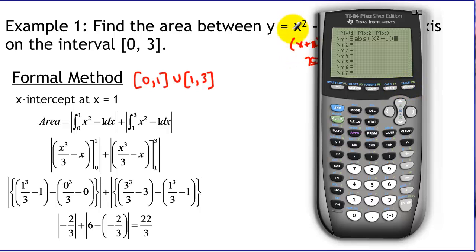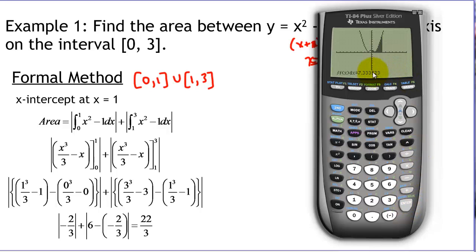Now we would know this would be a parabola with a vertex at (0, -1). But when we graph it here, it reflects that part that was under the x-axis up here. And now we have it being entirely non-negative, so we can take our area here by taking second calc, 7, and go from 0 to 3.